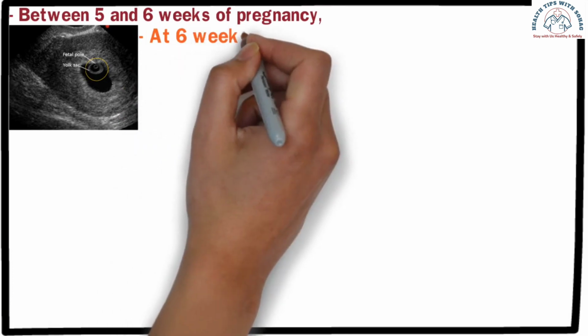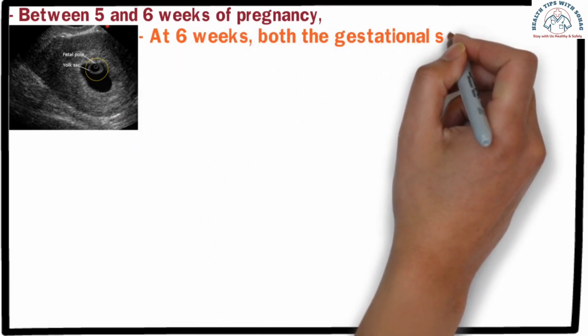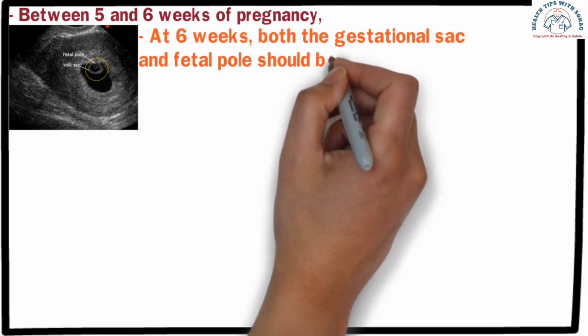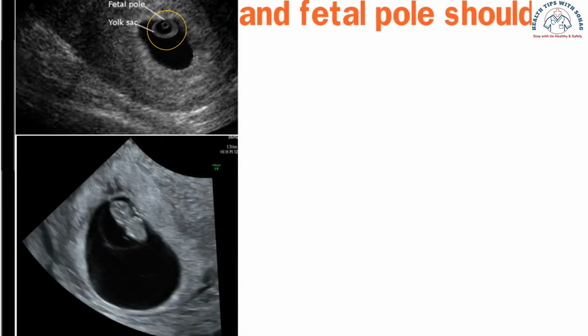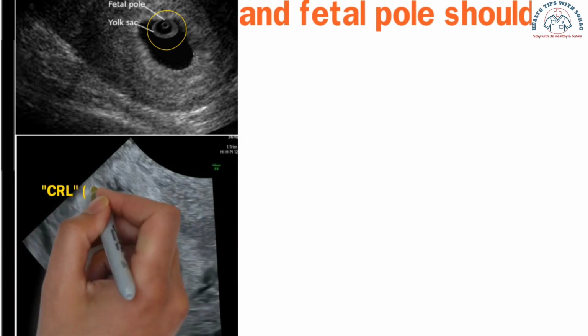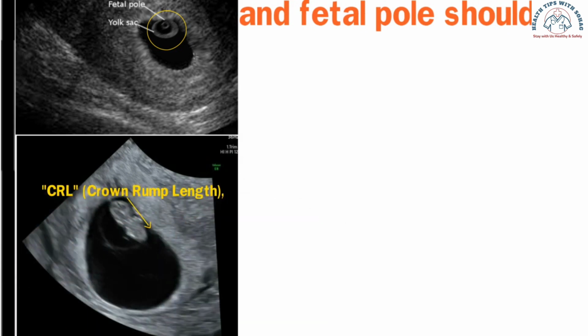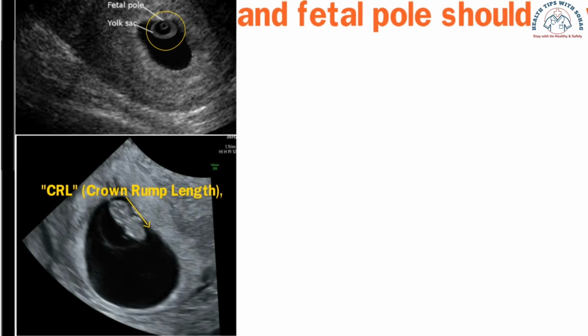When an ultrasound is performed around 6 weeks, both the gestational sac and fetal pool should be visible. The ultrasound report will show CRL, meaning crown rump length, which is the measurement of the embryo's growth. Up to 3 months of pregnancy, the size of the embryo is measured using CRL.